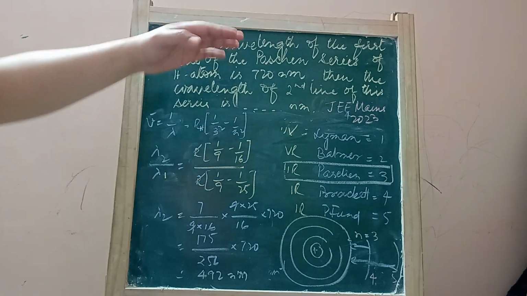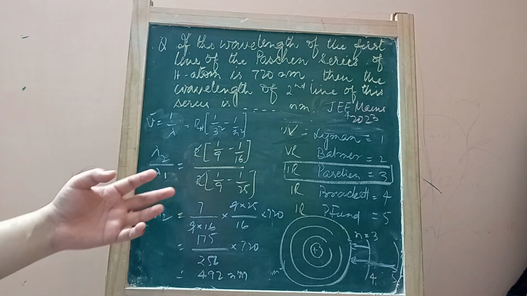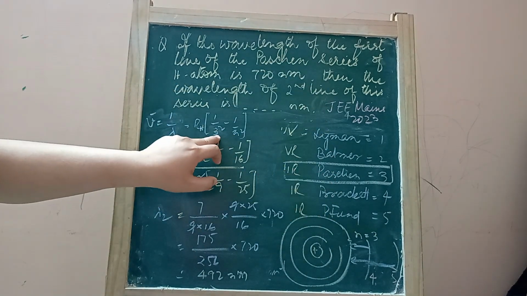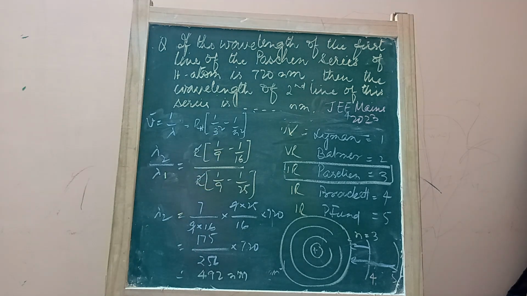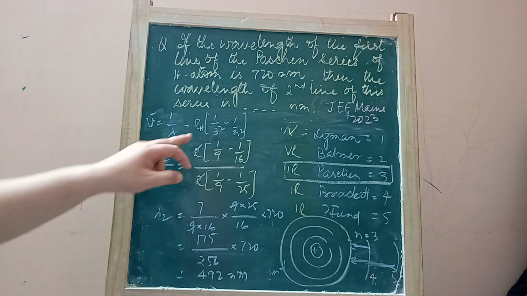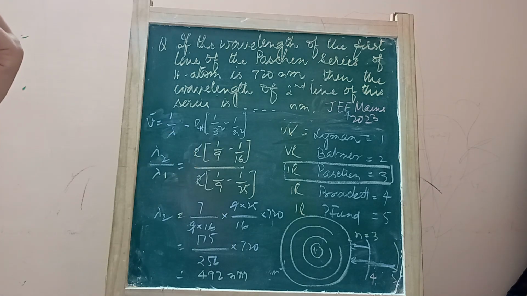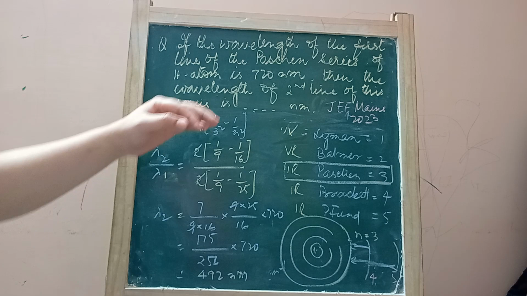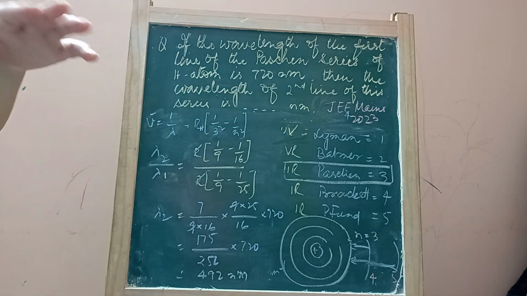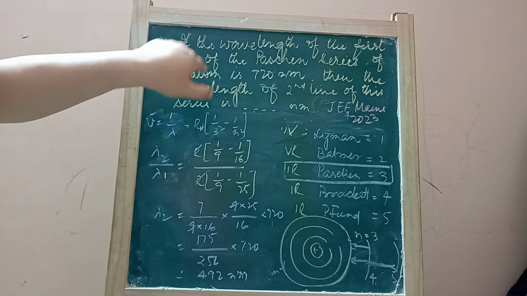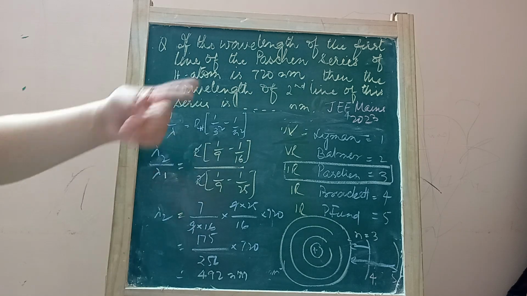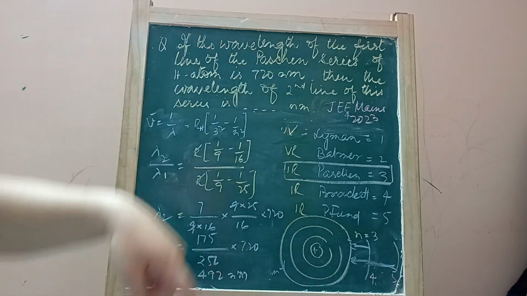So in our case, since it is given as Paschen series, the final orbit will be 3. So we replace n1 by 3 square, right? And this is the Rydberg constant. Its value is 109677 per centimeter. But since the question has not given you this value, and instead they have given you the wavelength of the first line of the Paschen series as 720 nanometers, you are supposed to use this wavelength and calculate the second wavelength compared to this.